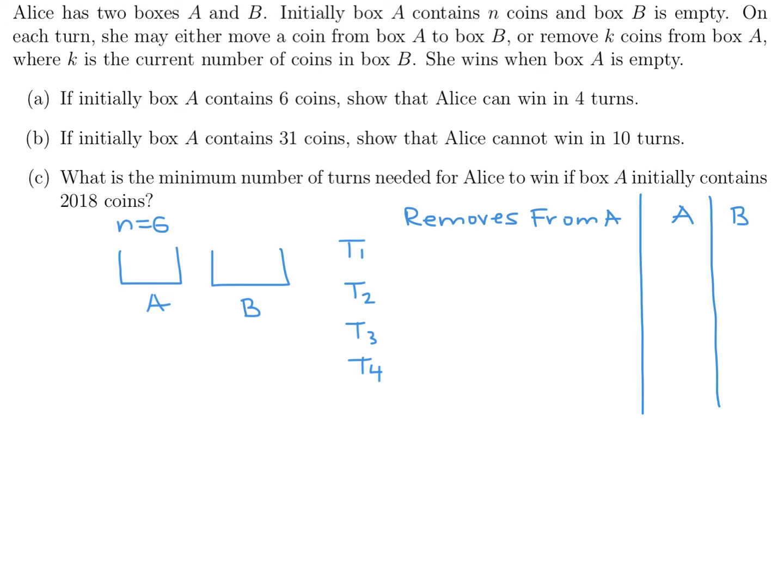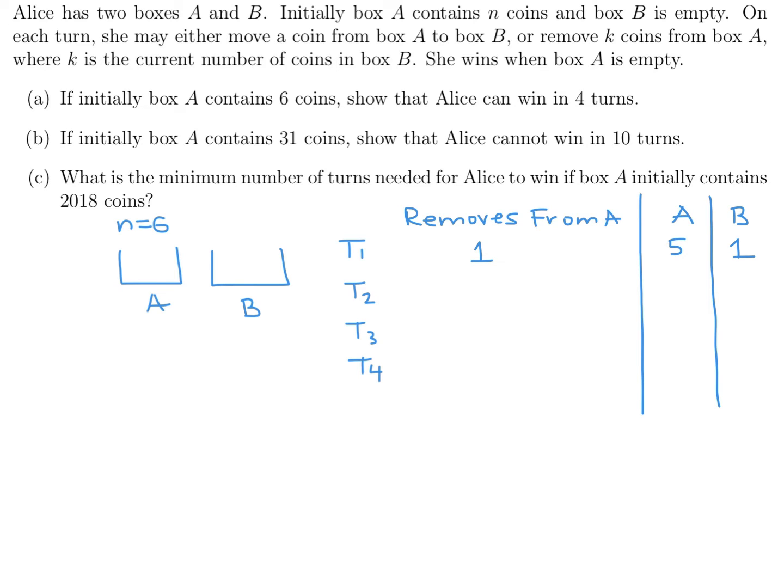So only 1 coin, or the number of coins that are in box B. But B initially has 0. So her first move is only 1. That's the only thing she can do. If that's the case, after that move, she now has 5 in box A and 1 in box B.